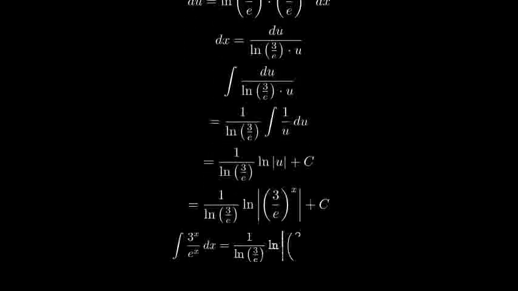In conclusion, through the substitution method, we have derived that the integral of 3^x divided by e^x dx equals 1 over the natural logarithm of 3 divided by e, times the natural logarithm of the absolute value of 3 divided by e raised to the power of x, plus a constant of integration c. Substitution is a powerful technique in finding integrals that might initially seem complex.